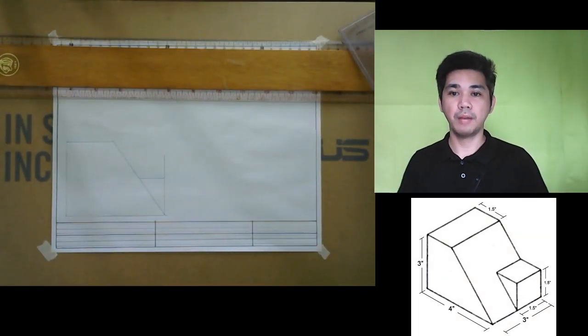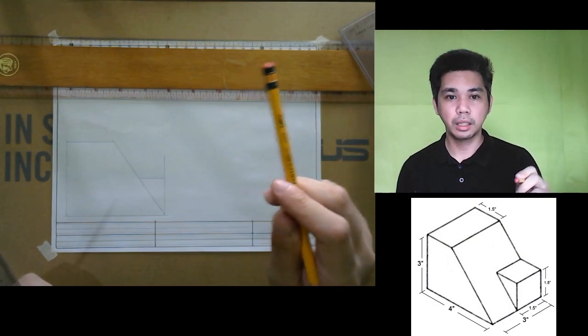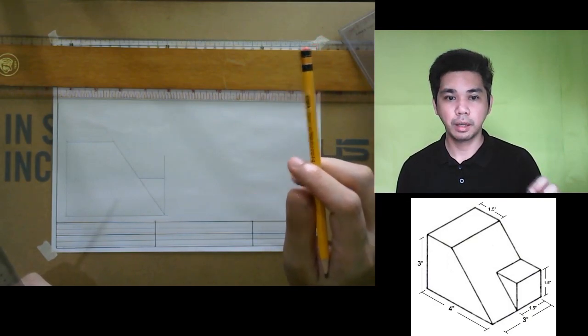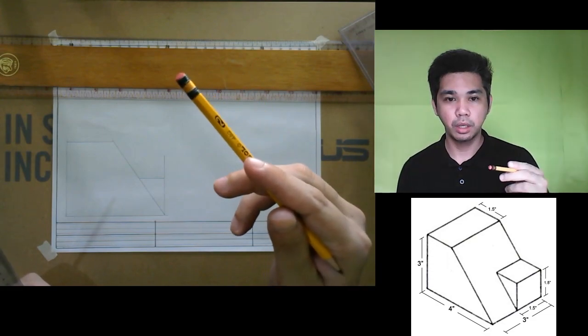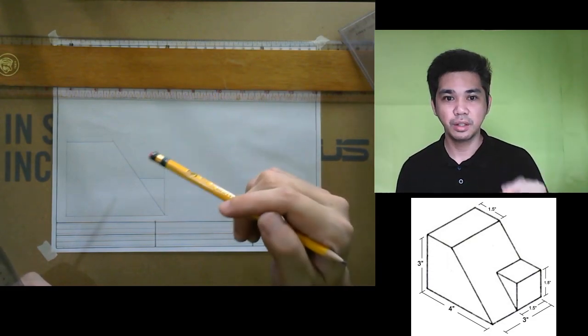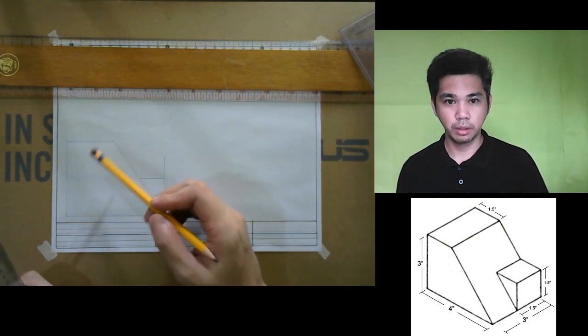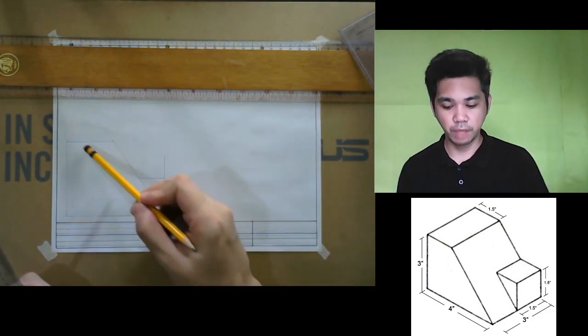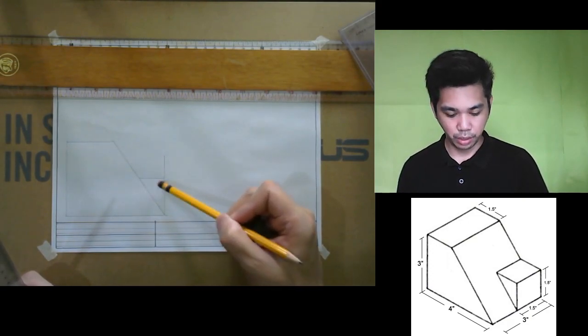Okay, so there we have it. That is our front side view. If you take a look at the object again, our three-dimensional object, the front side view is on the left face of the object. So what you're seeing on the 3D object on the front side view is this plane and the small triangle plane.